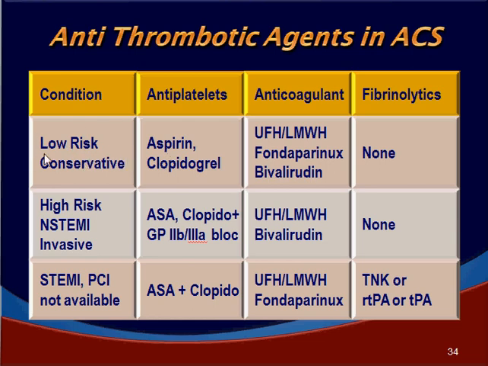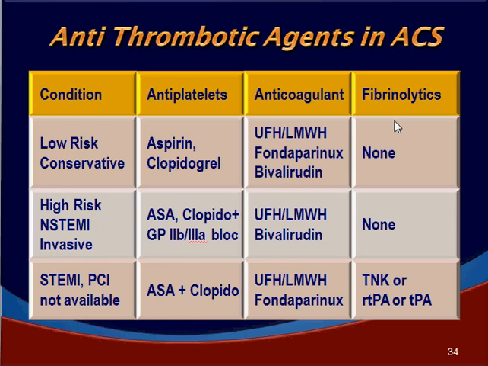Low risk patients, when we choose conservative treatment in case of non-ST segment elevation myocardial infarction, there are a conservative strategy and the early invasive strategy. When we choose the conservative strategy in NSTEMI, then of course aspirin and clopidogrel in combination have to be used. Anticoagulants of choice can be unfractionated heparin or enoxaparin, LMWH, or fondaparinux or bivalirudin. No fibrinolytics, please. Whenever we have non-ST segment elevation myocardial infarction, we should not use fibrinolytics because they do more harm than good.